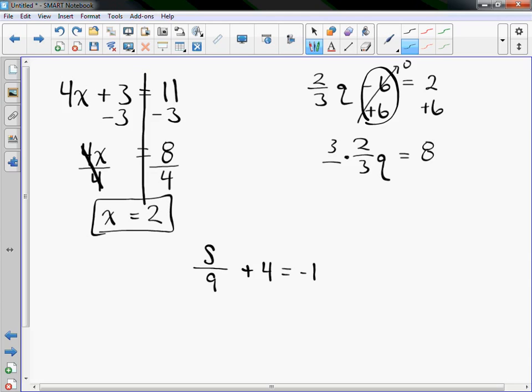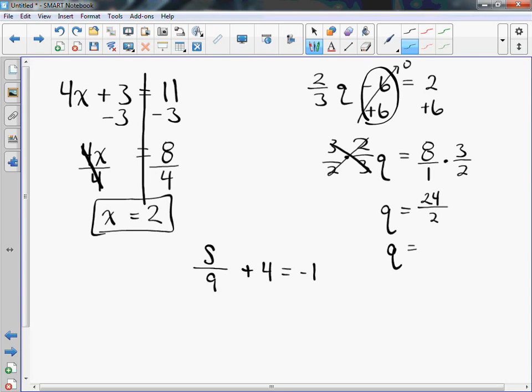That's 3/2. And then I'm going to make this 8 into a fraction and multiply it by 3/2. The only reason I made it into a fraction is because I knew I was going to multiply it by a fraction. Okay? 3's cancel and 2's cancel, leaving a q on the left-hand side. And then multiply straight across. 8 times 3 is 24. 1 times 2 is 2. And then simplify. So 24 divided by 2 is 12. q equals 12.